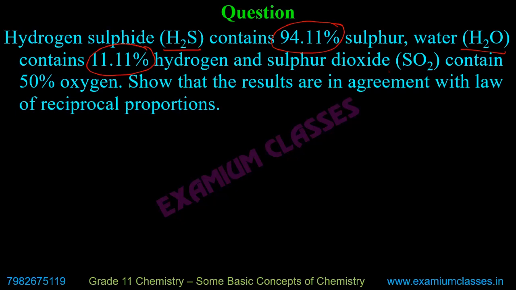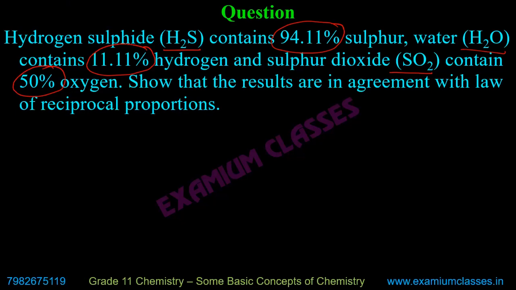And sulfur dioxide contains 50% oxygen. Show that the results are in agreement with the law of reciprocal proportion. Now, one thing I need to ask, who will answer? When I started the class today, I said the approach for the law of constant composition and law of multiple proportion will be the same. What was that approach? You need to apply the same approach here also.